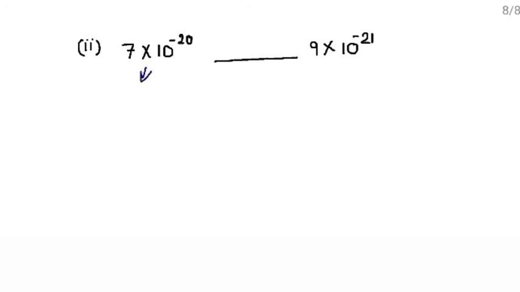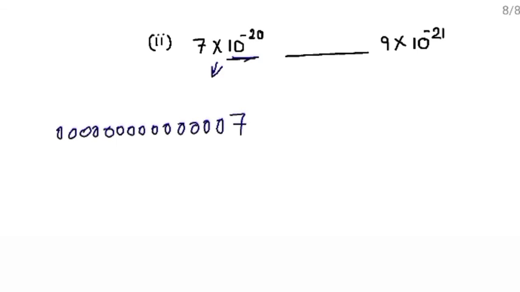Let's do the second part. Here this is 7 multiplied by 10 raised to the power minus 20. It means we will divide the 7 by 10 raised to the power 20. How many zeros will be there in 10 raised to the power 20? 20 zeros. So this will be equal to 1, 2, 3, 4, 5, 6, 7, 8, 9, 10, 11, 12, 13, 14, 15, 16, 17, 18, 19, 20. So we will put the decimal here and we cannot start any number with a decimal. So put 0 at the start.